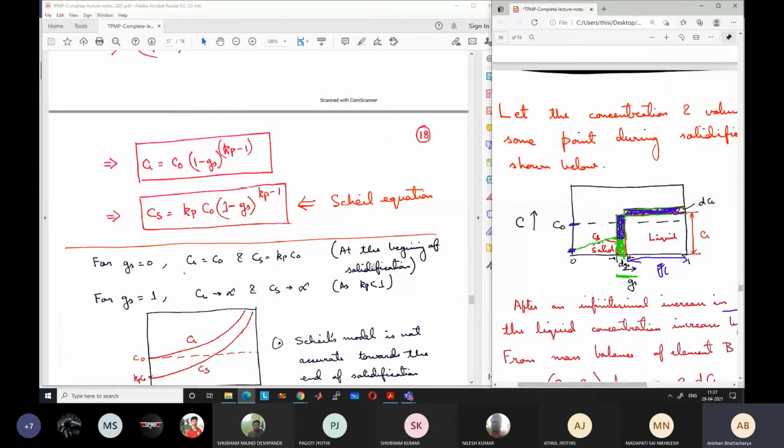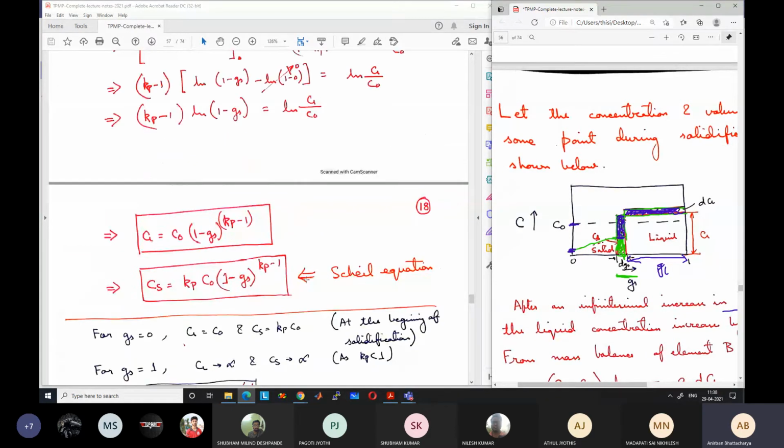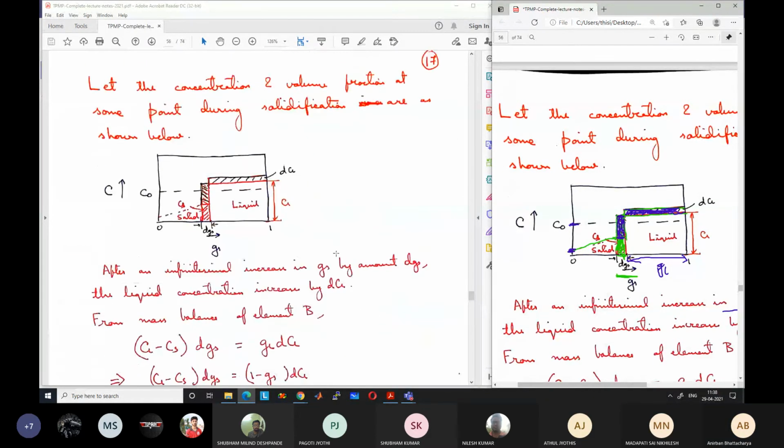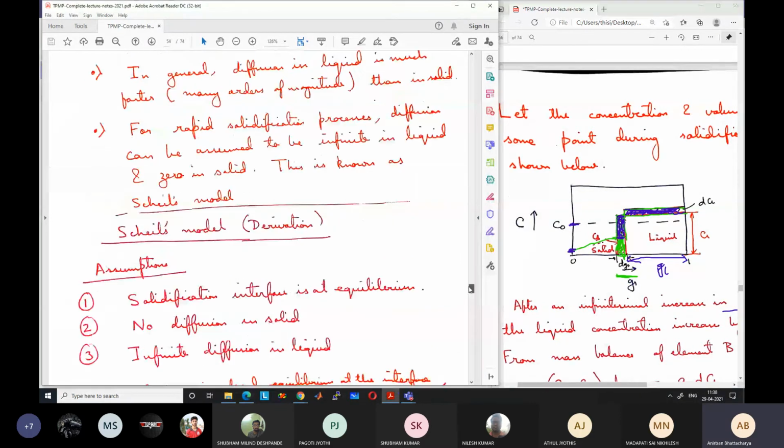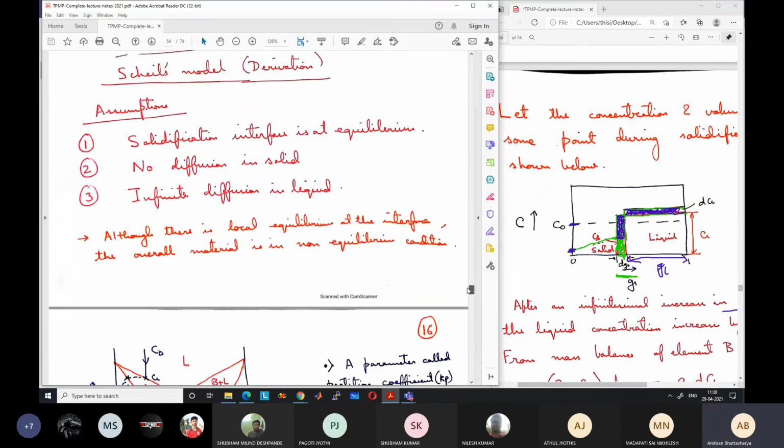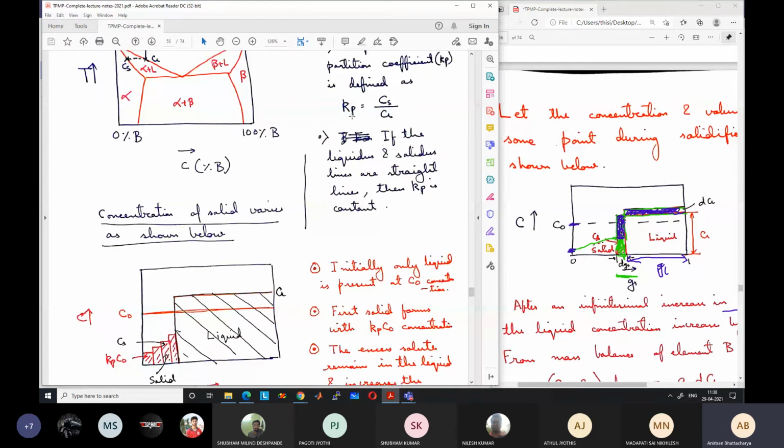What does the equation give at the end of the solidification? If Gs is equal to 1, it means full solidification has occurred. So 1 minus 1 is 0, and 0 to the power of some negative value. Kp is less than 1. Remember, Kp will always be less than 1 because Kp is Cs by Cl, so Kp can be 0.1, 0.2 or 0.15, something like that.